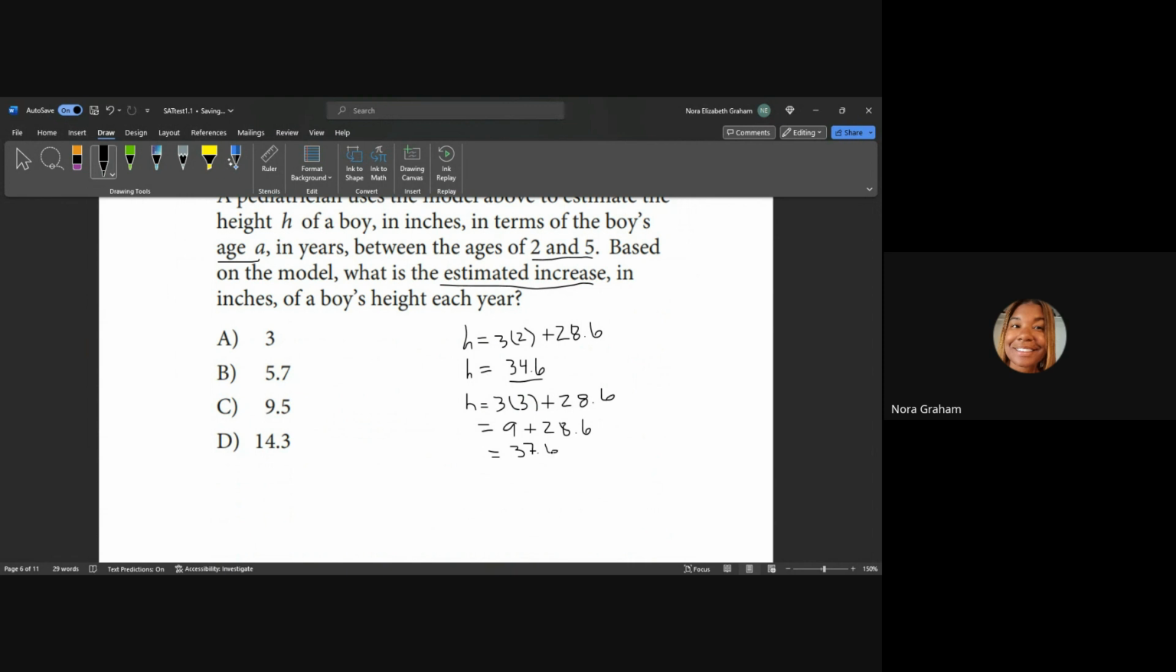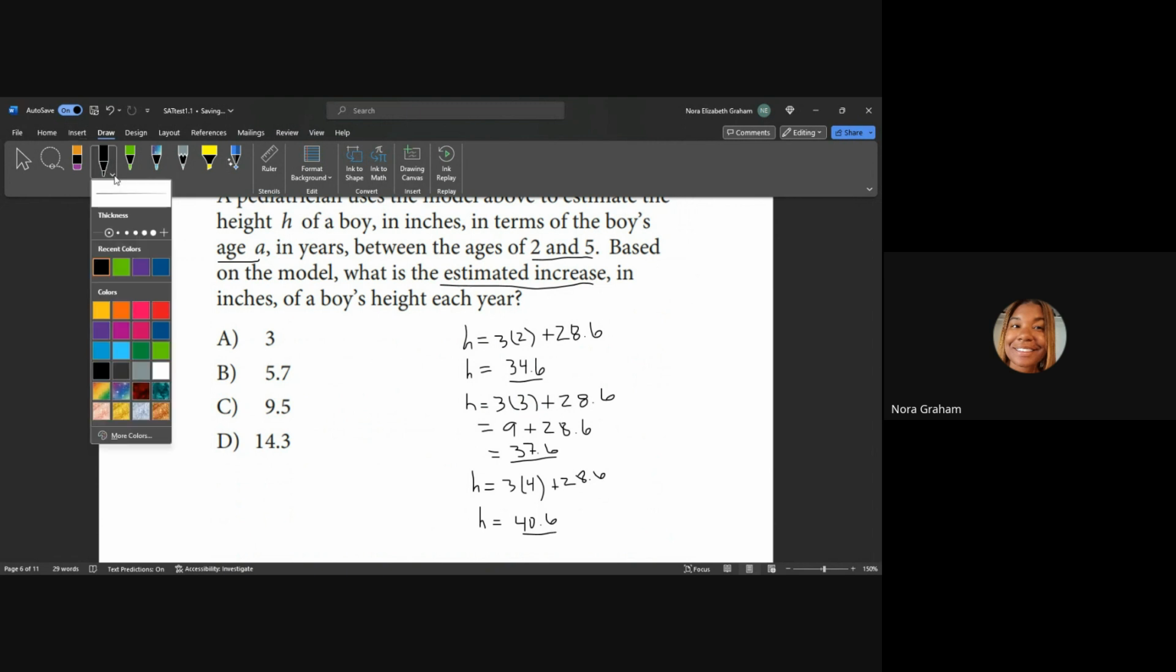That's another outcome. Let's find the age of one more. Let's do age 4 and see if we can find a pattern. So 3 times 4 plus 28.6. Oops, that's a crazy looking 6, but that's okay. That's actually going to give us 40.6. So now I want to see the differences in all of my outcomes.